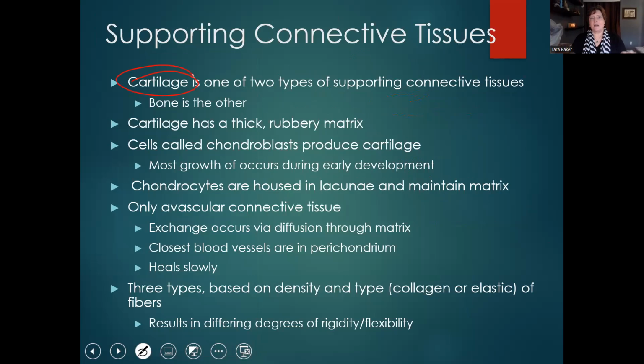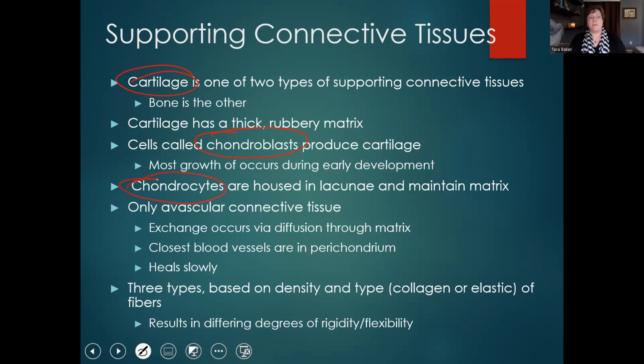Cartilage has a thick rubbery matrix. So it's ooey, it's squeezable. So think about the stuff that's at the end of a chicken bone. That's cartilage. And you can squeeze it and it goes back to its original shape. So it's rubbery. The cells that make up cartilage are called chondroblasts. You're going to hear the word blast in this class multiple times. Blast means builder. So it's a builder of cartilage. And most of the cartilage that you make is going to be made in early development.